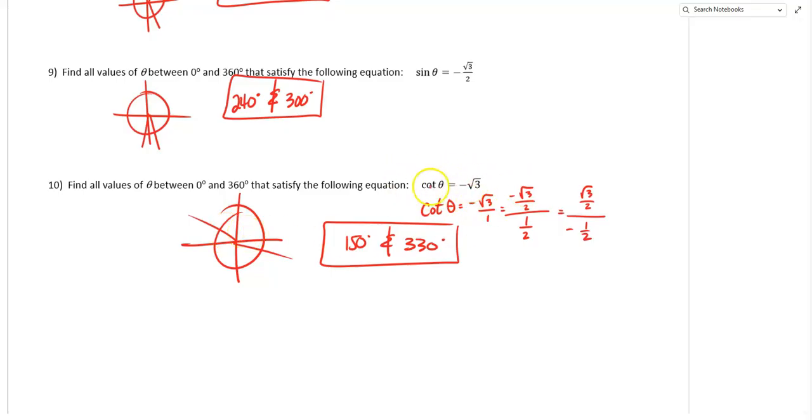You have to recall that with cotangent or tangent, we sometimes get these strange answers. Negative radical 3, for example, could be considered as -√3/1. But √3/1 could also be considered as √3/2 divided by 1/2. Now that gives us our x and y coordinates to consider. Where would x be negative while y is positive? A negative √3/2 x value with a positive 1/2 y value exists right here.